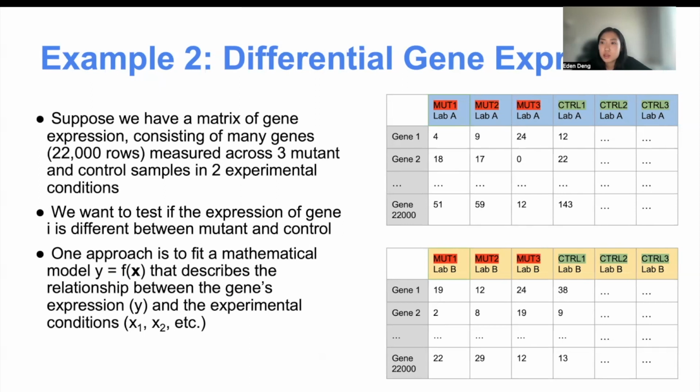So suppose we've collected gene expression data from two types of samples, mutant and control samples. And we've done this under two different experimental conditions. We'll call them Lab A and Lab B. So in total, we have 6 samples. So 3 mutants, 3 controls. We've tested them under these 2 different conditions.